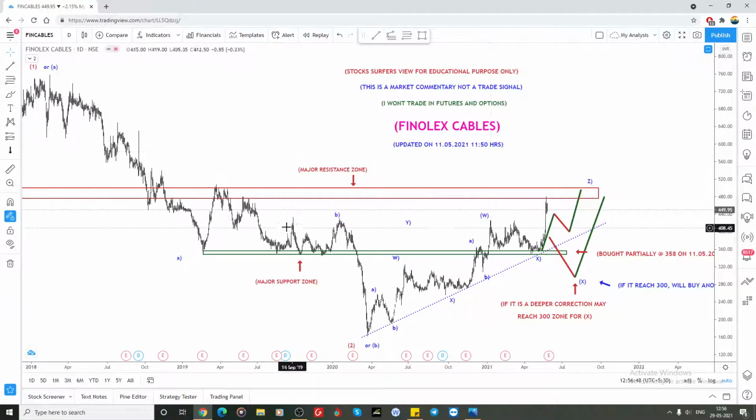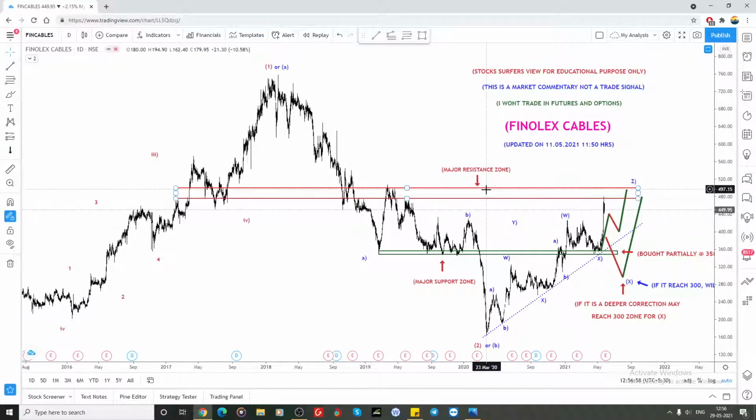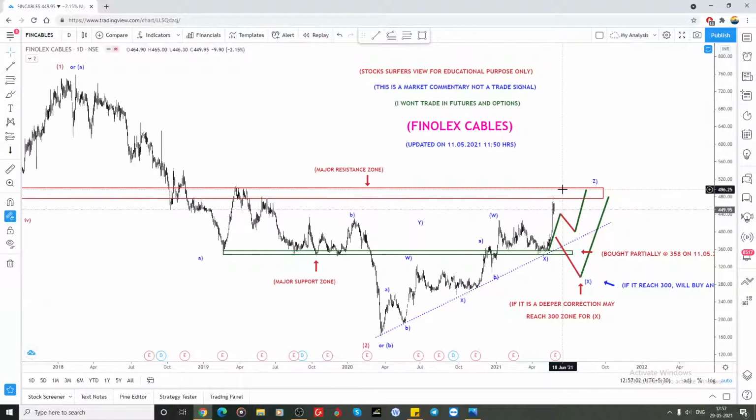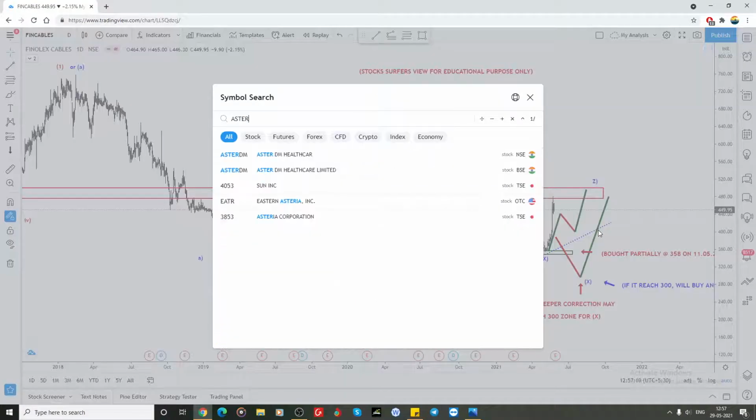So that will become a major support zone. After that, where it broke, that may be retested. After that, I'm expecting the next resistance zone. It has already done that, so I'm expecting a downtrend from here, a 3-wave structure. Then I will look later onwards, but there is no opportunity here to trade. So next is Aster DM.